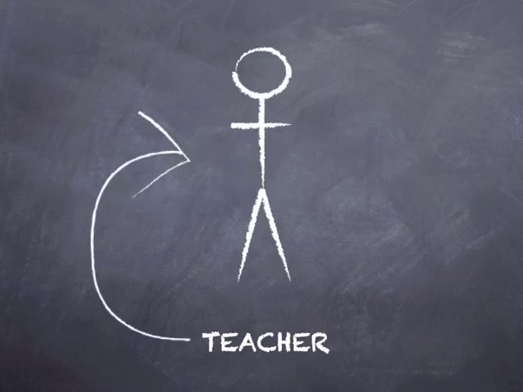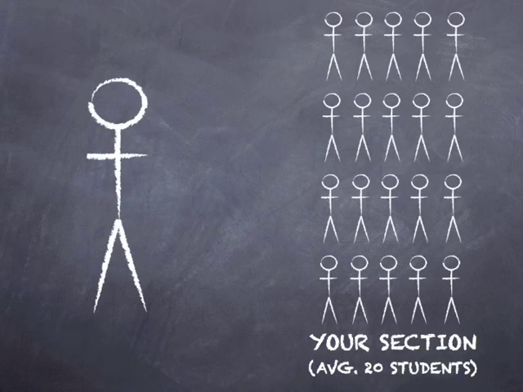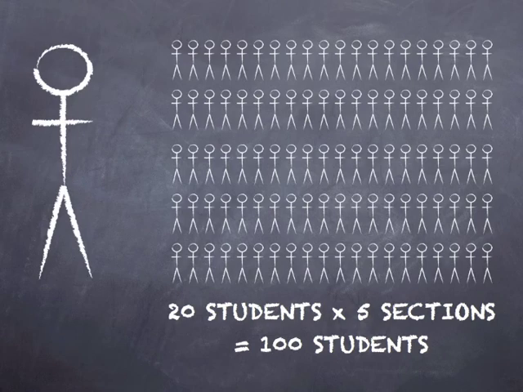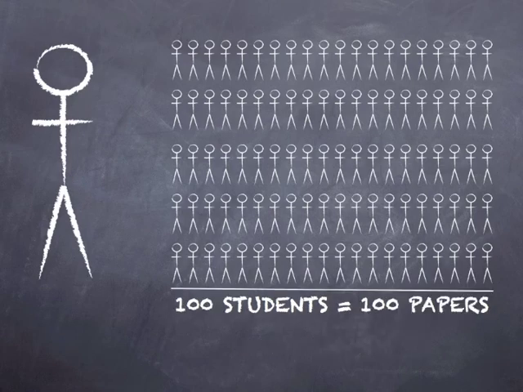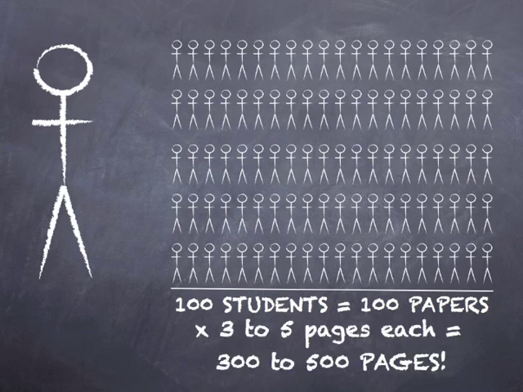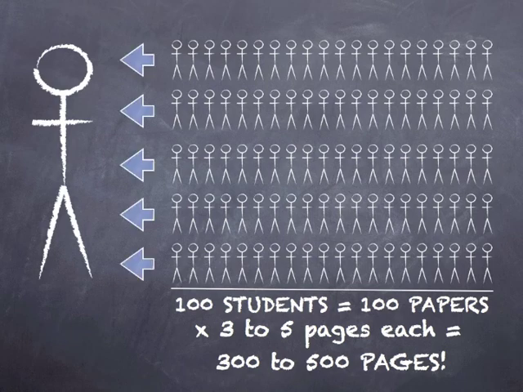This is your teacher. Let's assume that there are somewhere in the neighborhood of 20 students in every section that your teacher is teaching. And that, like me, your teacher teaches 5 sections per semester. That's 100 students handing in a paper every time an assignment is due. Even if each paper is only 3 to 5 pages long, that's 300 to 500 pages of reading, commenting, and grading. And it all falls on this guy.